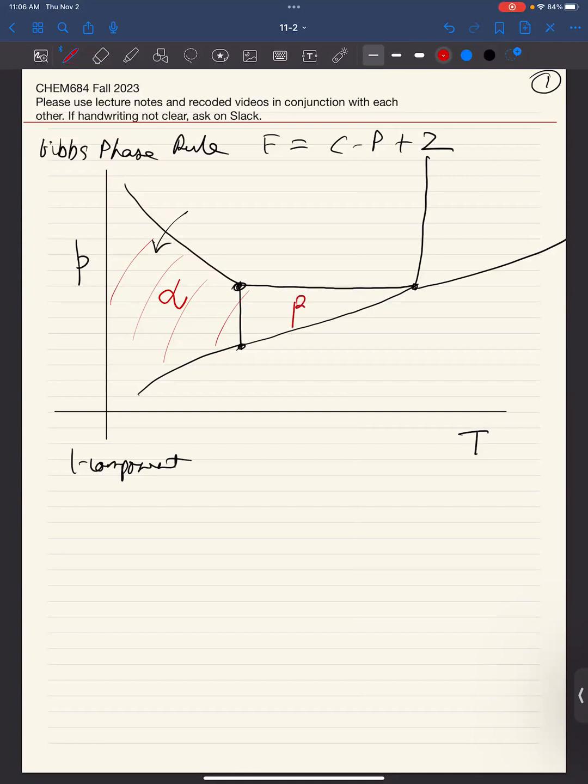This one is phase beta. This one is phase delta. This one is phase gamma. This one is phase epsilon. This line in the middle is joint alpha plus gamma. This line over here is alpha plus delta. This line over here is beta plus delta. This line is beta plus gamma. This line is gamma plus epsilon. This line is epsilon plus delta. And this point over here is alpha plus beta plus gamma, right? It's at the intersection of all three.